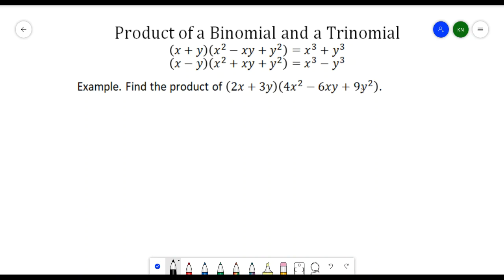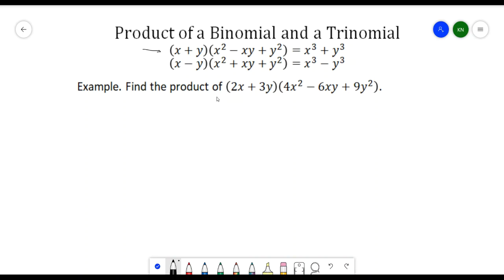So as you can see here, this algebraic expression comes in the form of a product of a binomial and trinomial. So we have our x as 2x, we have our y as 3y. Then it is multiplied by a trinomial, which is x squared. So if you square this one, that is equivalent to 4x squared. If you multiply this one, that is equivalent to 6xy. And if you square our y, we have positive 9y squared. So again, this comes in the form of this one.